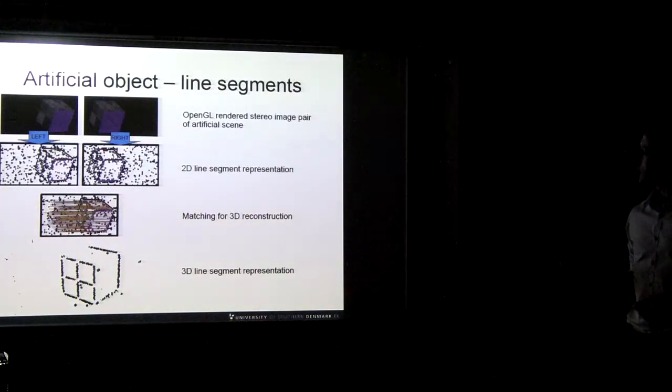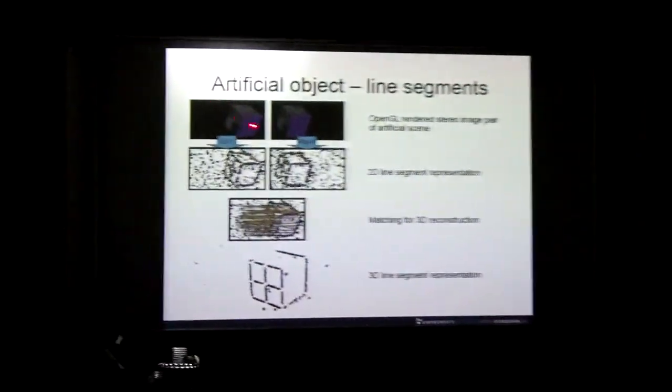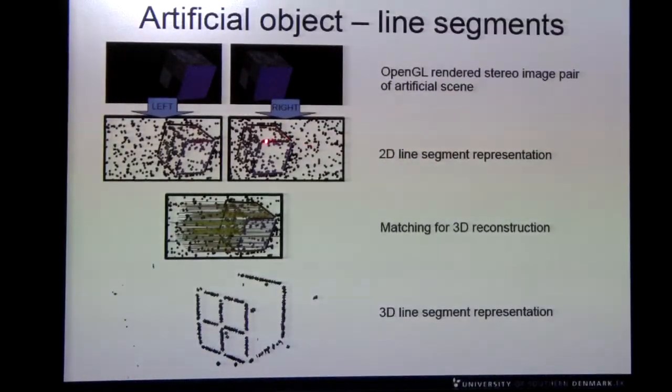So to test this, we create an artificial object using OpenGL and introduce some noise, because there is always noise in our images. And then we extract 2D features. Here we visualize the matching required to compute the 3D. So from the left and right features we match.